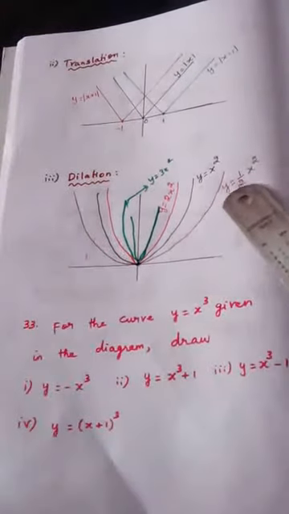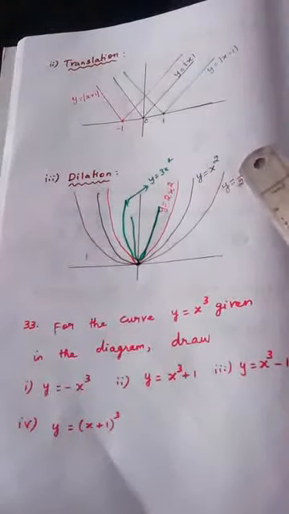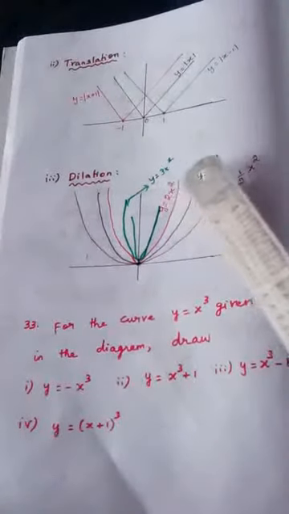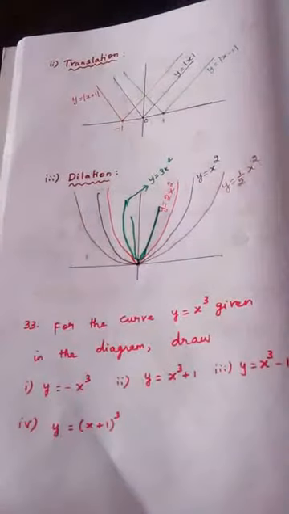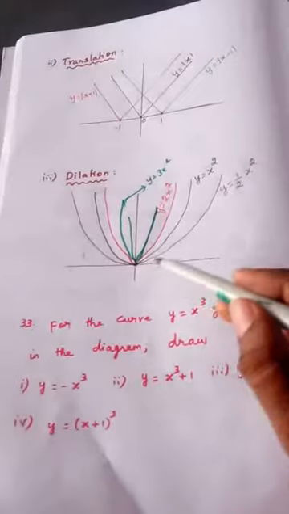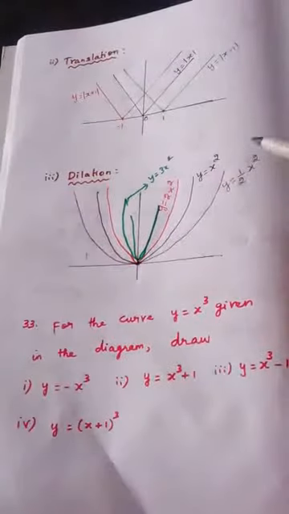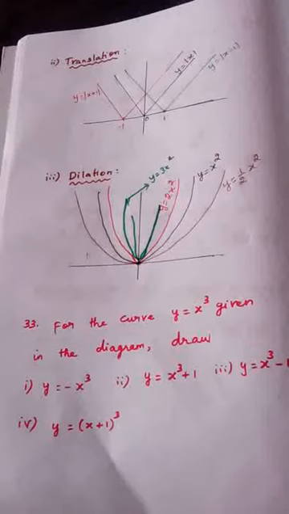Suppose y is equal to 1 by 2 x square. Here 1 by 2 is present, which is lesser than 1, right? These 2 and 3 are greater than 1, and this is a number lesser than 1. Then the curve expands. See this curve? This is the curve y is equal to 1 by 2 x square. So it expands. This concept is called dilation.